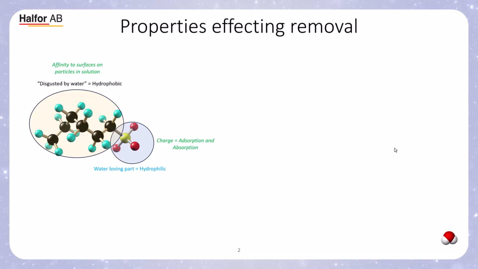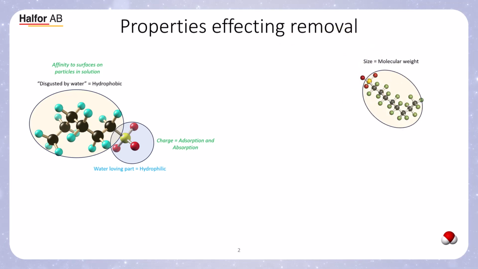Another thing that of course is important is the actual size of the PFAS. One example was 6 carbon atoms, but there can be 7, 8, etc. So the size will of course affect how it can be removed, for instance, through a pore or a sieve. The bigger the molecule, the easier for a quote-unquote sieve to remove it.